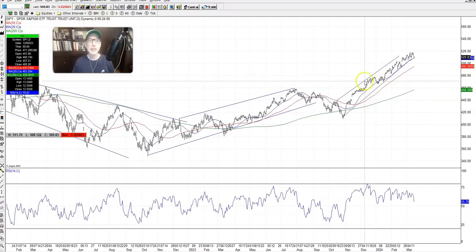Even if you think a stock or index has hit highs, it doesn't mean that it can't keep going higher. All right, so you want to stick with the trend.